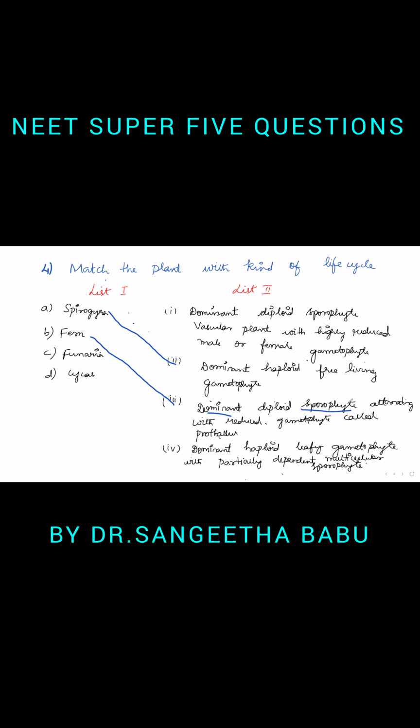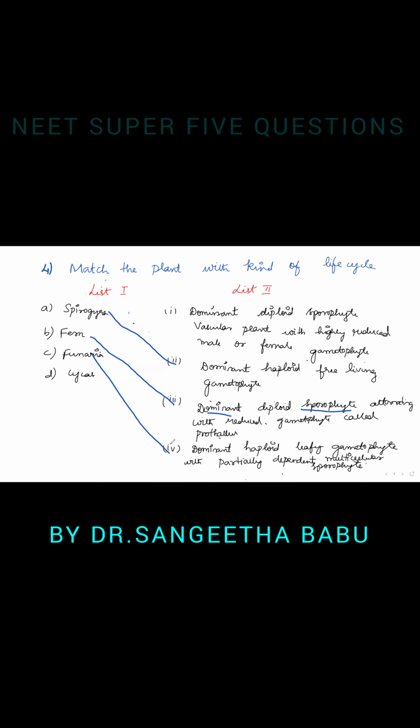So it is with a reduced gametophyte that we call a prothallus in the pteridophytes. And in the case of Funaria, we can say that it will have the dominant haploid gametophyte. You know that bryophytes have a dominant gametophyte and a partially dependent multicellular sporophyte. And Cycas, we know, has the dominant diploid sporophyte.